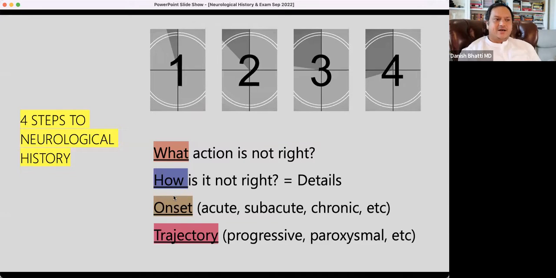When exactly did it start? Did it start acutely, subacutely, or chronically? We'll address that. And how has it progressed since it started? If it started 2 days ago, has it remained the same? Was it worse in the beginning and now better? Was it better in the beginning and slowly gotten worse, or suddenly gotten worse, and so on? So these are the 4 very important components that will help you later elicit what the lesion is and why that lesion might have happened.